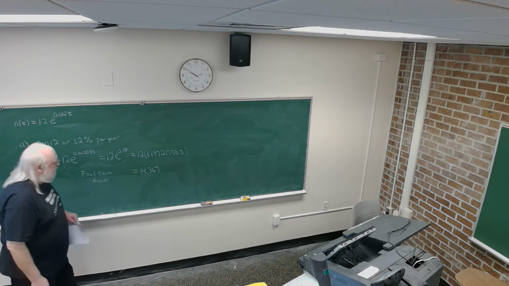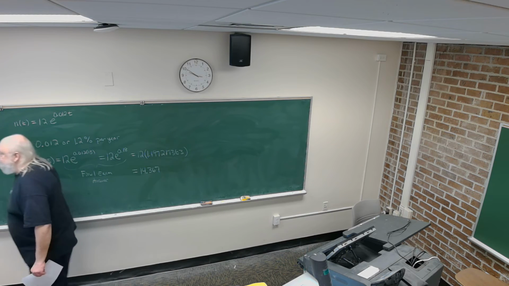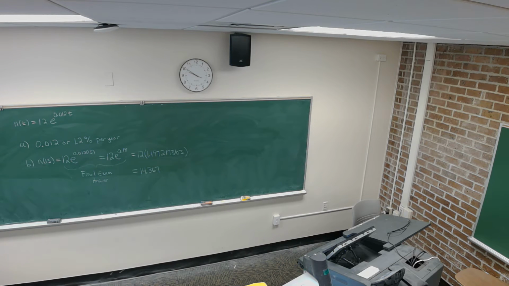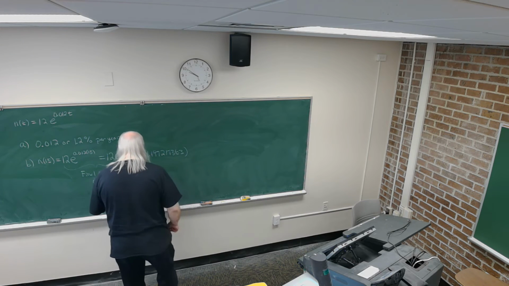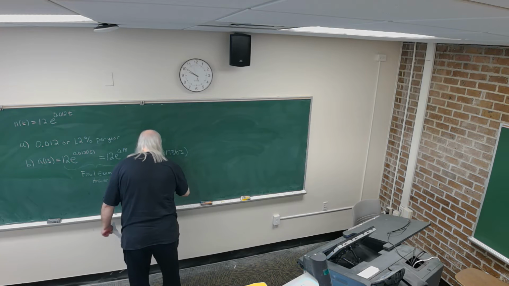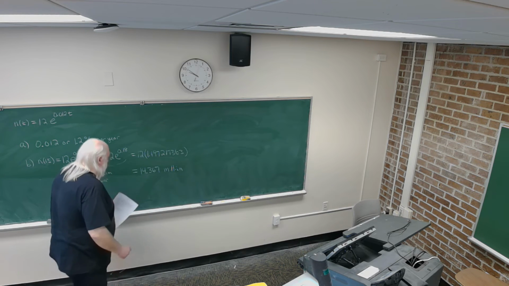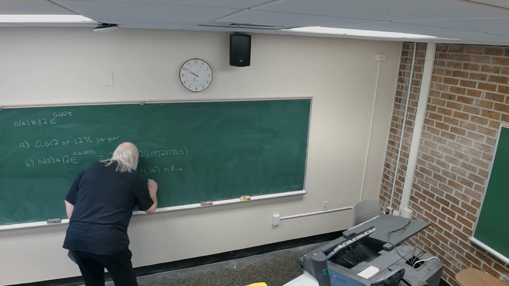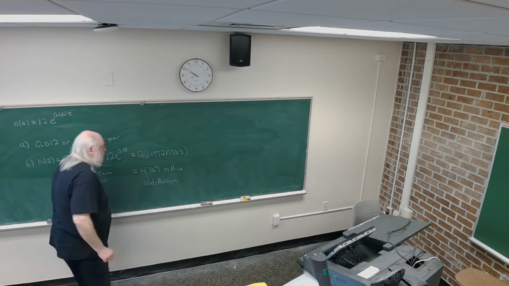Number of fish is 14.367, but remember, N of T is in millions. So this is the number of million fish. 14.367 million fish, okay? And so this is the answer you would type into WebAssign.